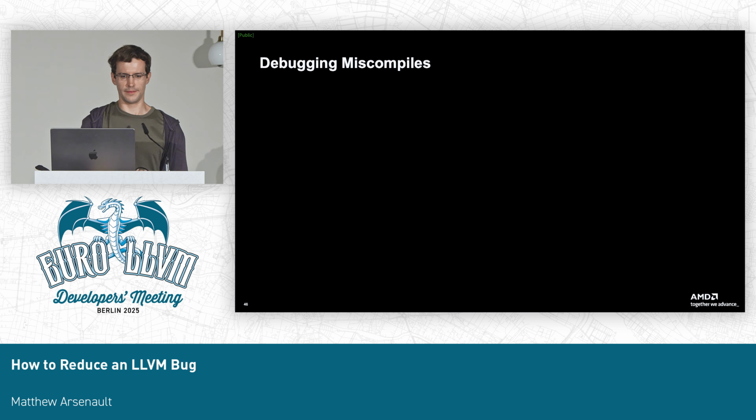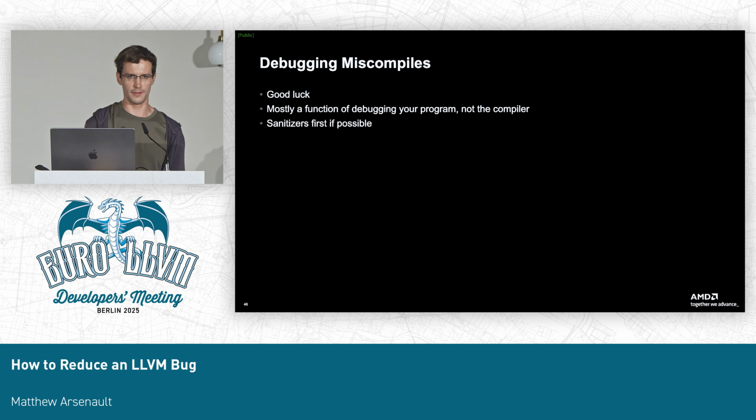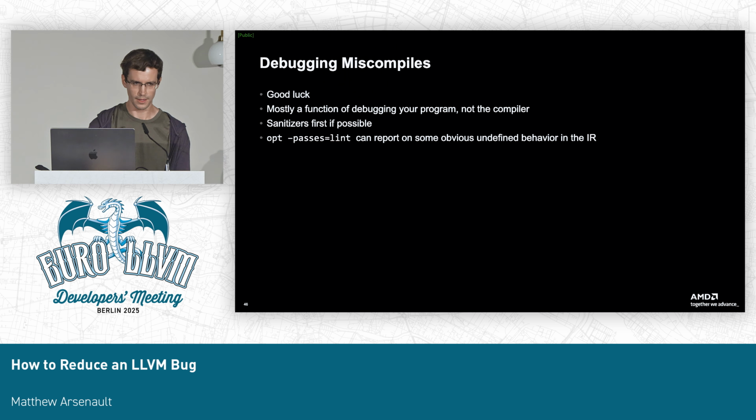Okay, so not all problems are directly manifest in the compiler. So if you're debugging a miscompile, good luck. This is more of a function of debugging your program and not the compiler. The compiler does not have magic insights into your miscompilation. You should also do the basic due diligence to make sure there is actually a compiler bug. Use your sanitizers first if possible. We also have this utility lint pass that can report on some obviously undefined behavior in the IR, although I would say this pass is kind of forgotten and it does about 5% of what it could.